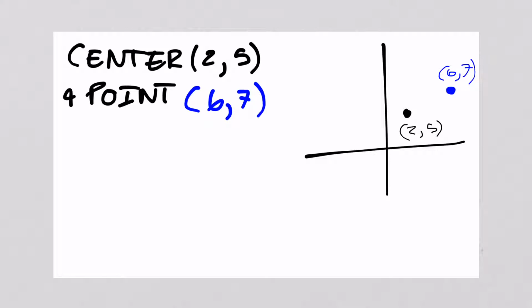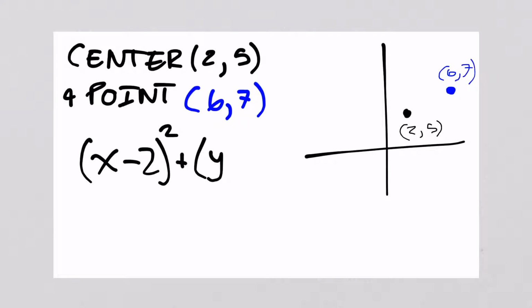Now maybe you know your center and maybe you know some other point on there, but maybe they're not perfectly horizontal or perfectly vertical. Since we know the center, we know our equation is going to be in the form (x - 2)² plus (y - 5)², because the center is a positive 2 x value and a positive 5 y value. So all we need to do is figure out what that radius value is.